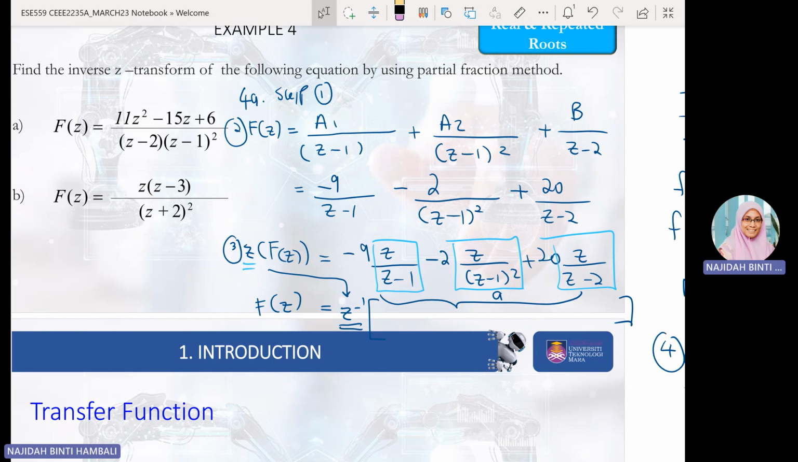Okay, for the case of A, you do not have a zero at the origin at your numerator, so you can skip step number 1. Proceed with step number 2. You directly apply the partial fraction technique. Again, try partial fraction method yang lain. Very few technique. Partial fraction ada banyak teknik.